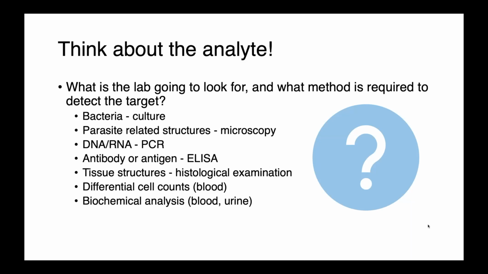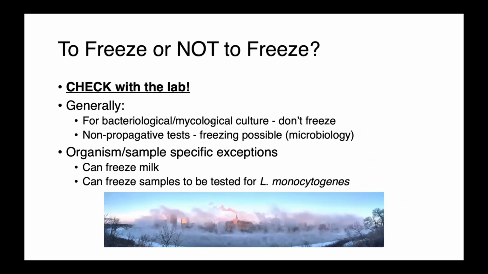So if you're looking for live bacteria and you want to be doing culture, you may handle that sample very differently than if you're looking for, for instance, parasite-related structures, and they're going to be identified microscopically. DNA or RNA detected by PCR, ELISA-based assays, looking at tissue structures by histo, or doing differential counts or biochemical analysis are all going to have different requirements. So check with the lab.